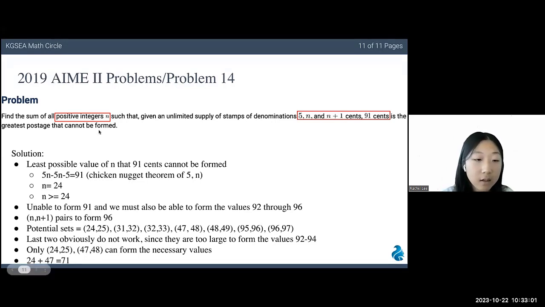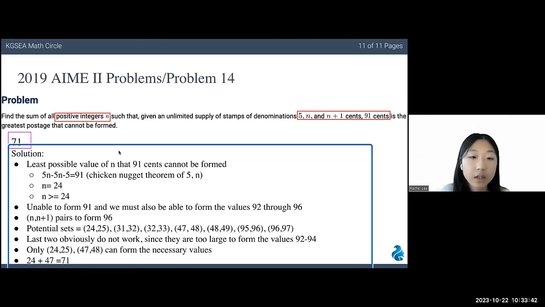When we consider n, n plus 1 pairs to form 96, the potential sets are 24 and 25, 31 and 32, 32 and 33, 47 and 48, 48 and 49, 95 and 96, and 96 and 97. These sets can be checked with simple cases. The last two obviously don't work because they're too large to form the values 92 until 94. So only 24, 25, 47, 48 can form the necessary values, which allows us to get the answer of 24 plus 47, which is 71. That will be the answer to this question.